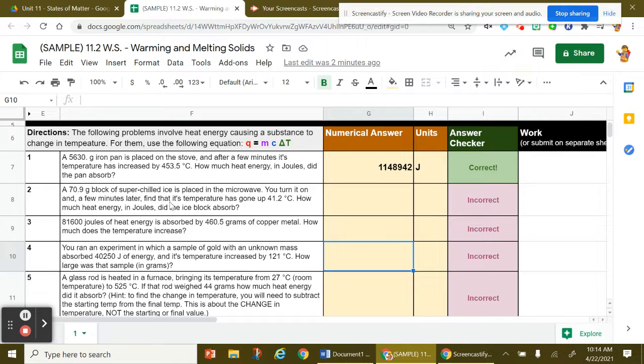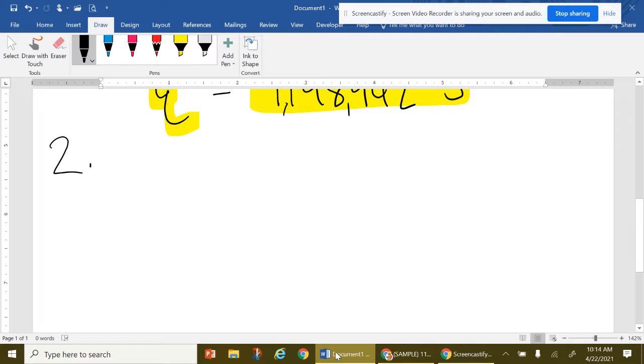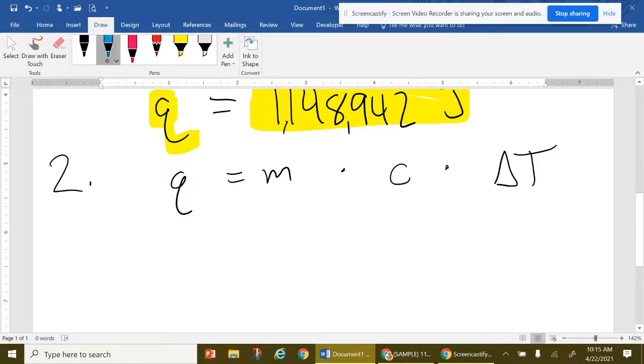Let's plug in what we can find so far. Here we go. I always start with the equation, guys. Q equals the mass. So Q, the amount of heat energy, is equal to the mass times the specific heat value for the substance times the change in temperature. Right off the bat, we are given the mass. We know the mass.